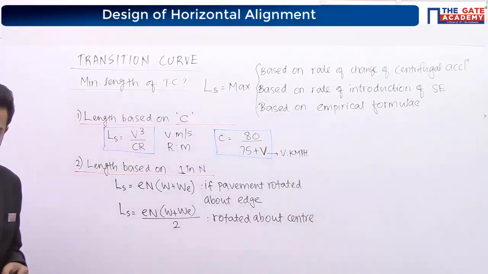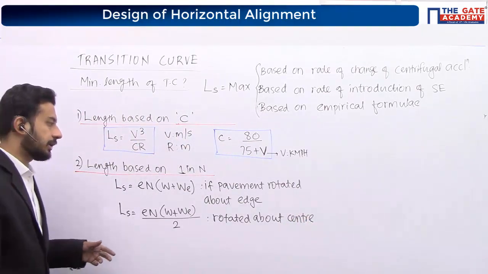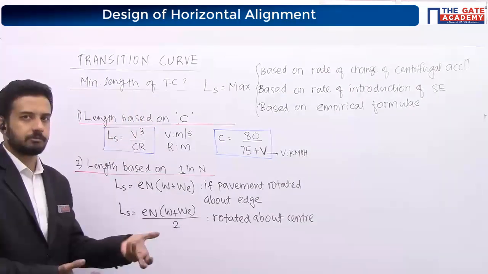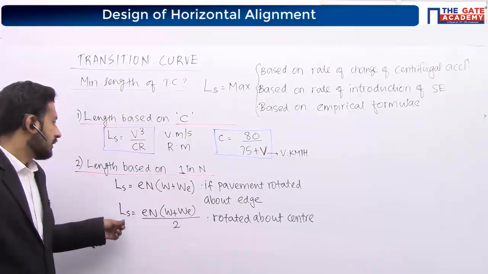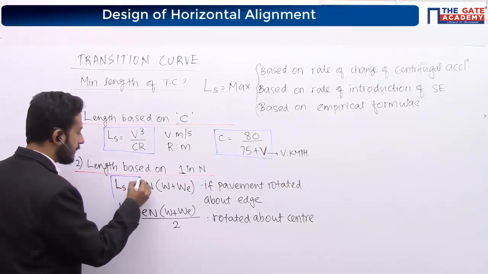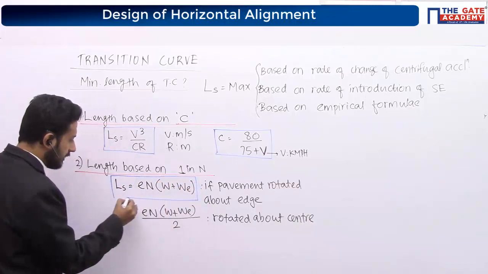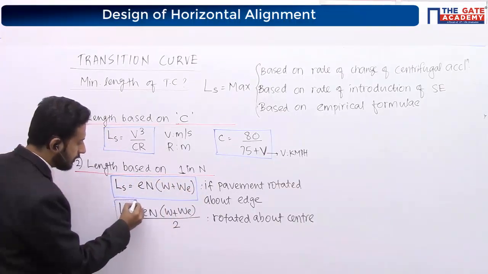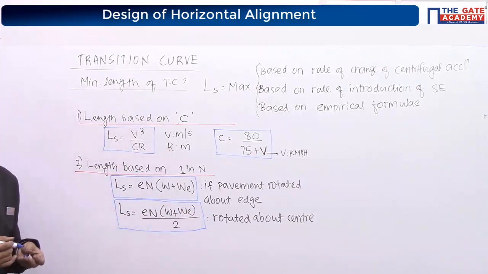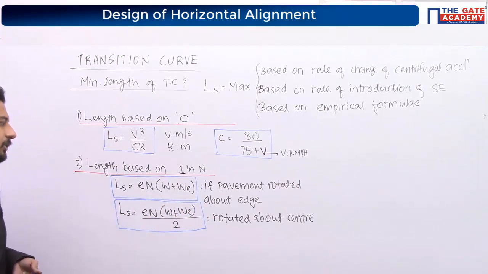The same thing we have done in super elevation also. If it is rotated about the center, that final value we divide by 2, na? Half there, half here. So like that. If it is given that the pavement is rotated about the edge portion, then this is the equation. If it is given that it is rotated about the center portion, then that value you have to divide by 2.